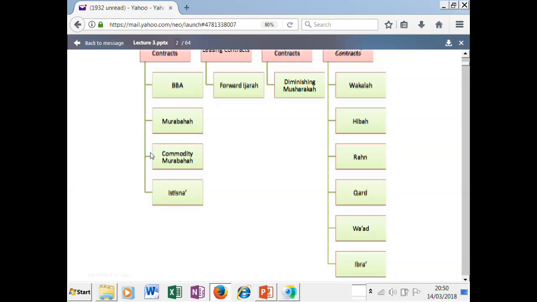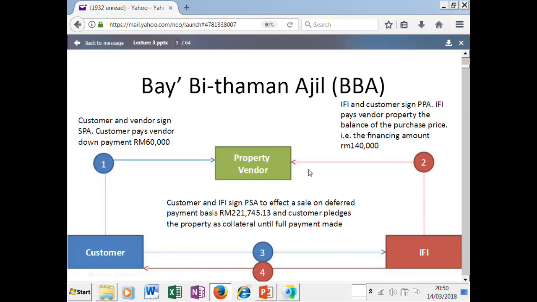All right. Now let's look at them one by one. Bai bithaman ajil. So basically you know already, bai bithaman ajil is where the bank buys the property first, then sells to the customer, and then the customer has to pay on installment basis. So the bank buys from the developer. But in real life, we want to buy, right? So we go to the bank and say, please buy the house for me first, then you sell it to me. So they have to buy the house first, then sell it to us. Then we have to pay on installment basis. All right. So this is BBA.